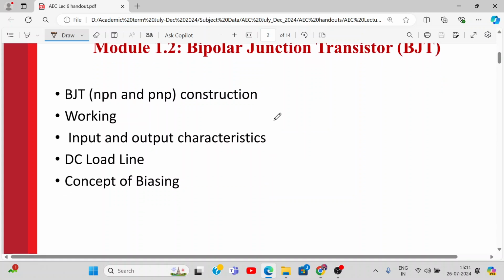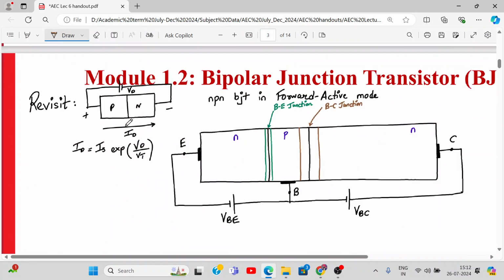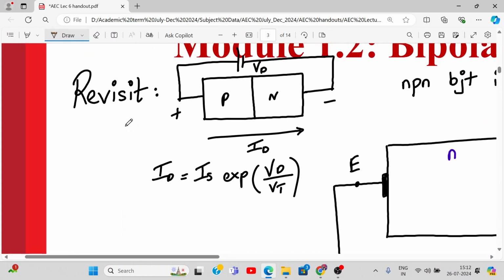Last time we started with the BJT, its types and its construction. I think we started with the structure of the NPN and PNP BJT and we saw the various modes of operation. Today we'll briefly see how the BJT operates in one particular mode. Before going further, let us revise what we learned last time.